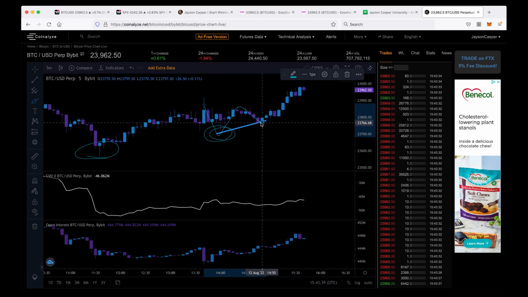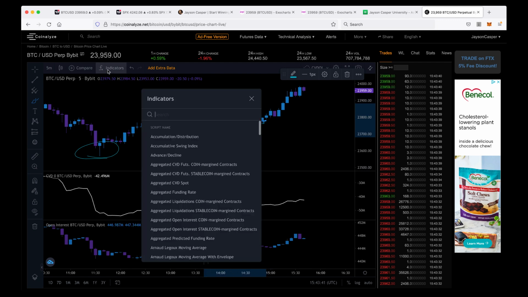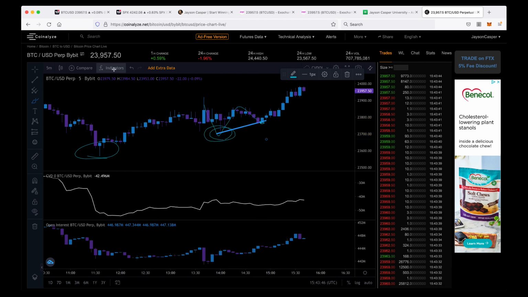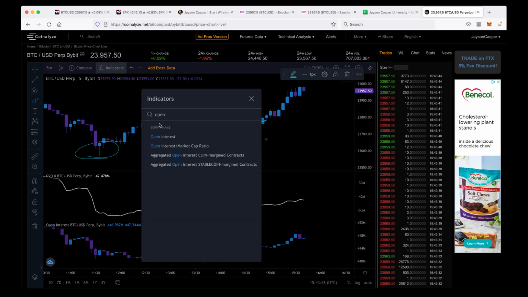When it puts in that higher low, we are going to come over here to indicators and put in CVD, cumulative volume delta, and we are also going to put in open interest. Okay, CVD and open interest.